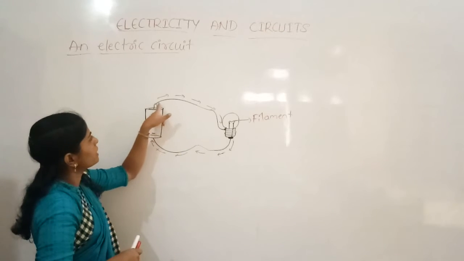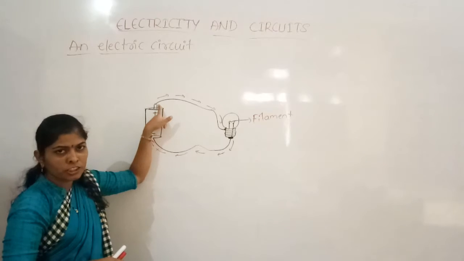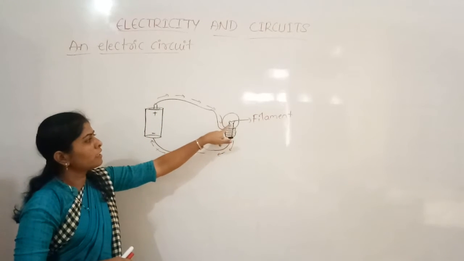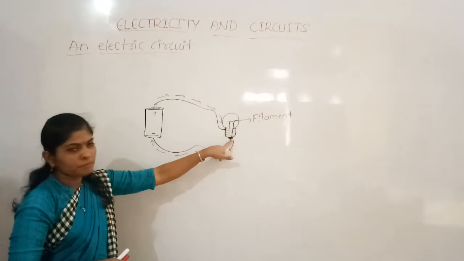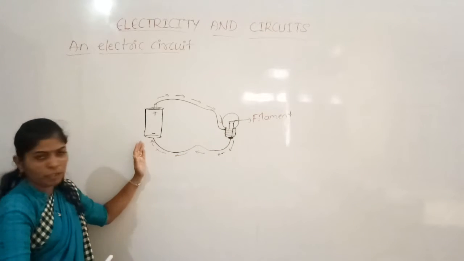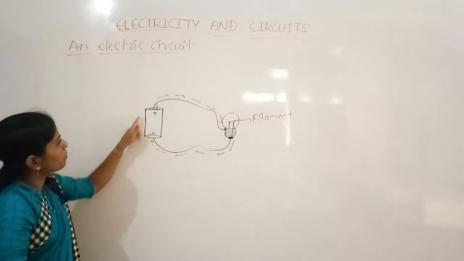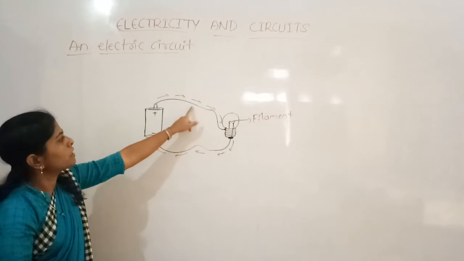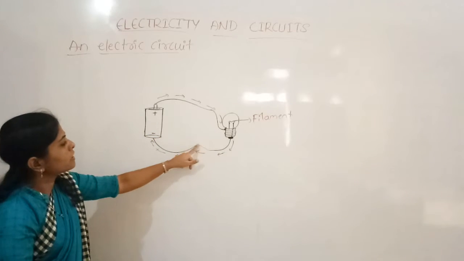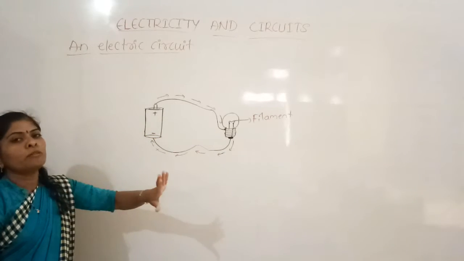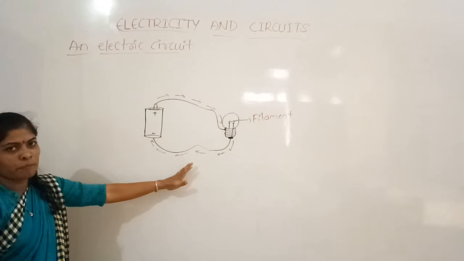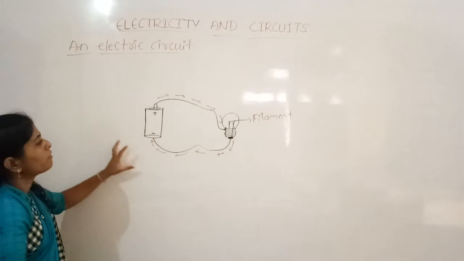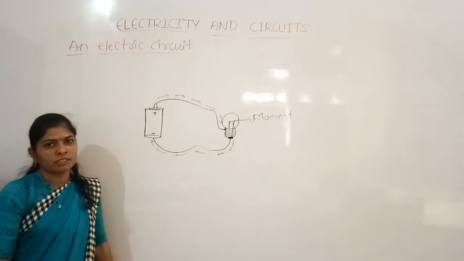So here, see, every terminal, the positive terminal also has a connection, and the bulb has two terminals, and those also have connections, and again the negative terminal also has a connection. So the complete connection is there. You can see that on all sides the connection is there, with no break of path anywhere. So we can say this is the complete circuit.